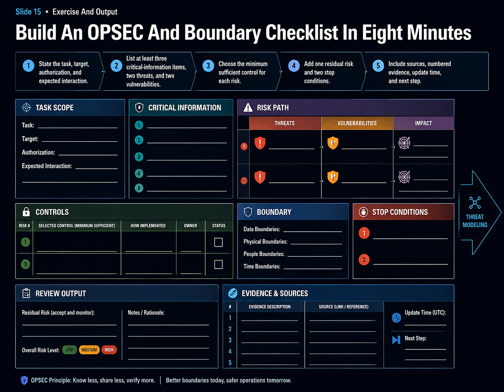Use the next 8 minutes to build an OPSEC and boundary checklist for a small case. Write the task, subject, authorization range, and expected interaction. List at least 3 critical information categories, 2 plausible actors, and 2 real vulnerabilities. Turn one of them into a complete path rather than writing only "I may be exposed." Choose the smallest control that meaningfully interrupts each path. Then add 1 residual risk and 2 observable stop conditions.